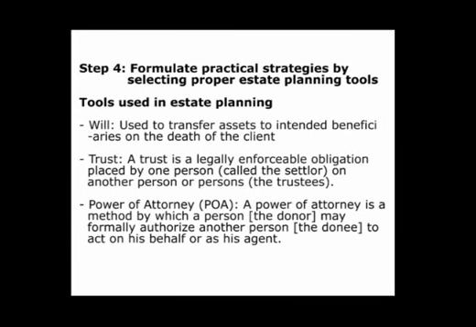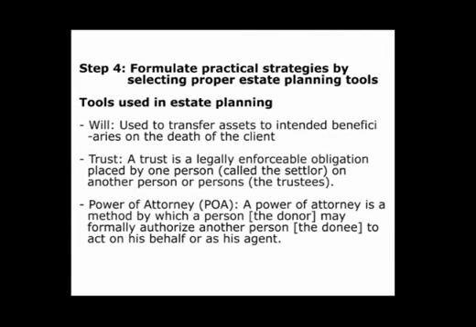Moving on to step number 4. This means formulating the strategies by selecting the planning strategy, in other words, by selecting proper estate planning tools. So what are these tools? These tools include will, trust, a power of attorney, deed of assignment, nomination. A will, for example, can be used to transfer assets to intended beneficiaries on the death of the client. A trust, on the other hand, can be used to transfer benefits while the client is still living.